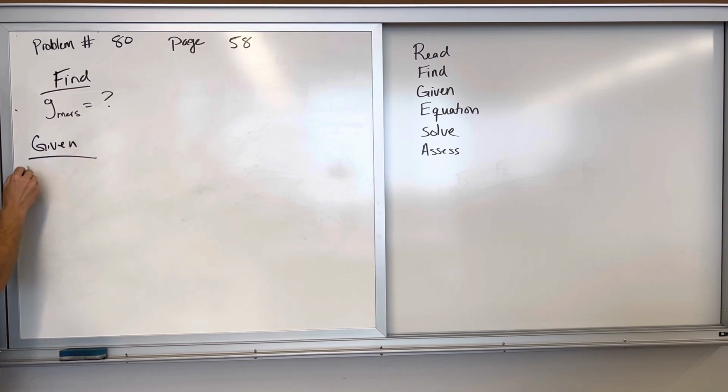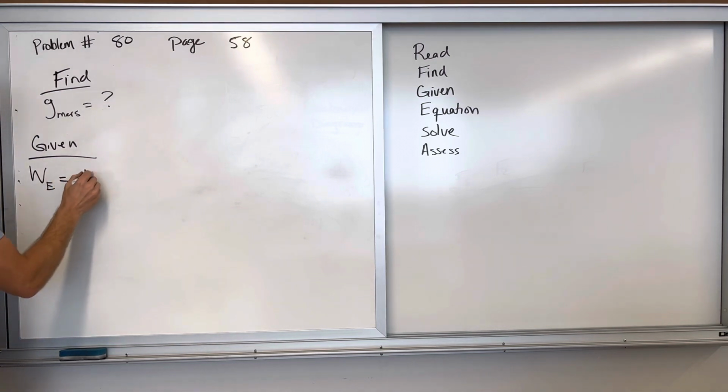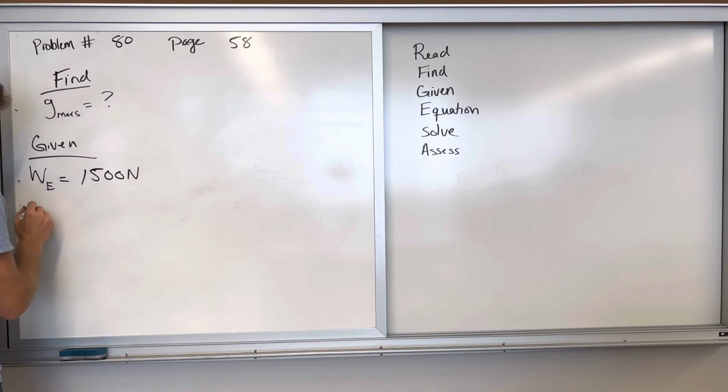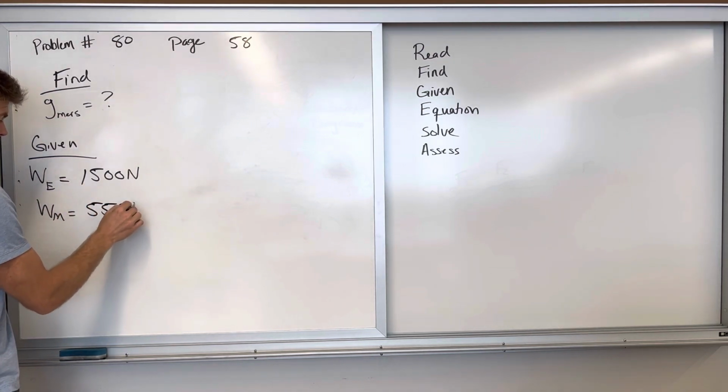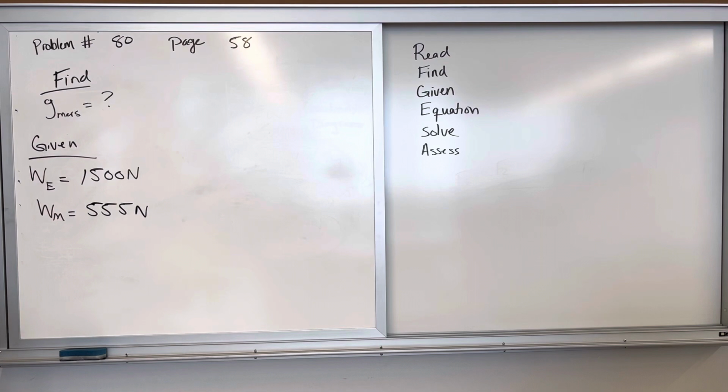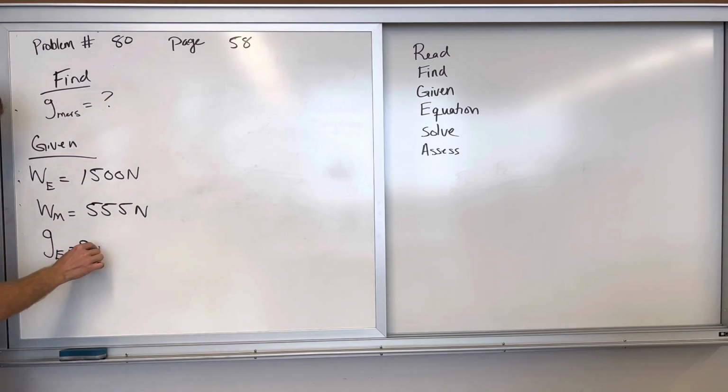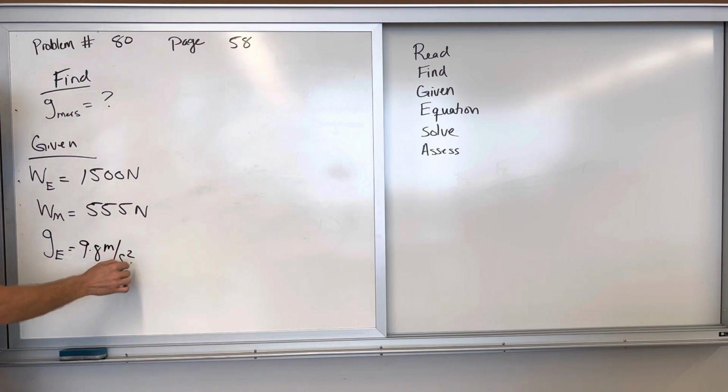What's given is the weight on Earth, and that is 1,500 newtons. The weight on Mars is given, and it is 555. That's all that's explicitly given in the problem. We know that the acceleration due to gravity on Earth is 9.8 meters per second squared. We're going to need that to solve this.